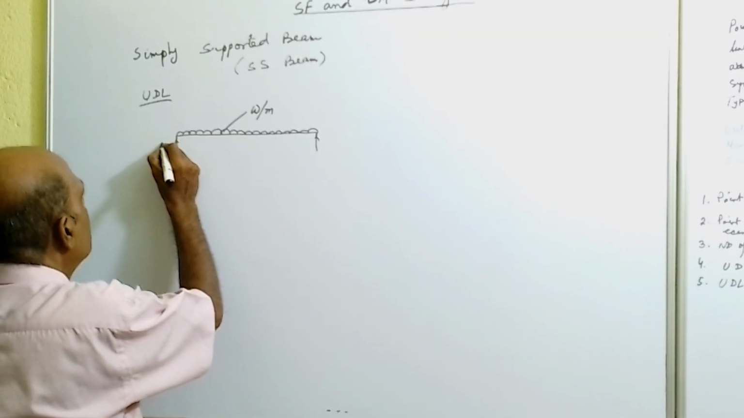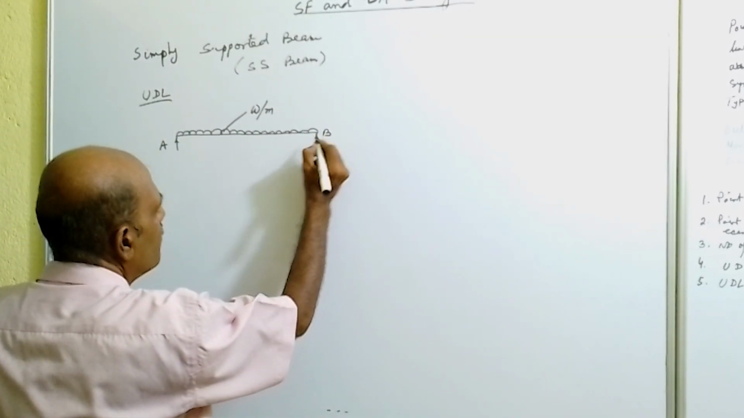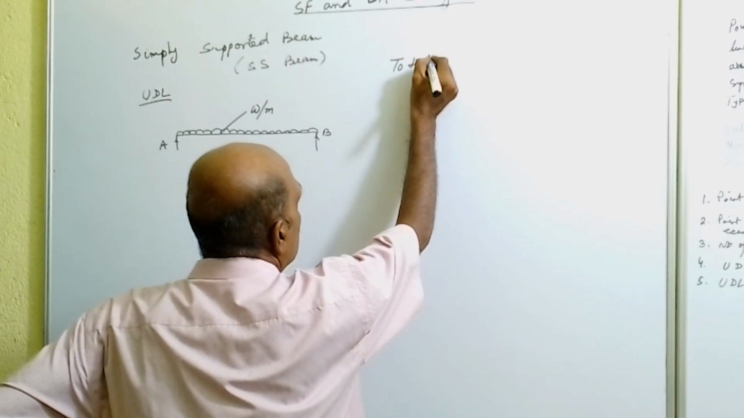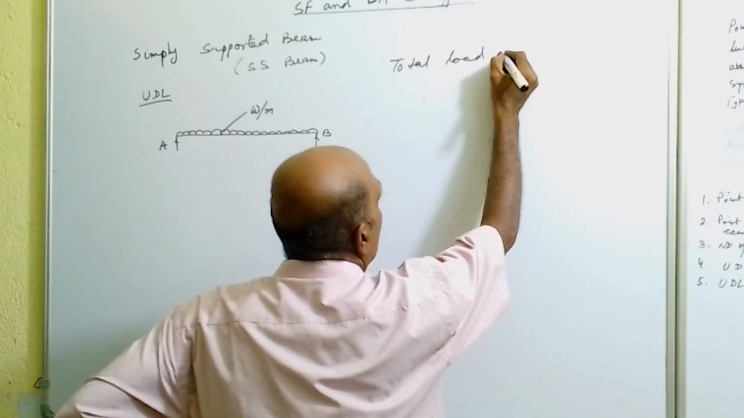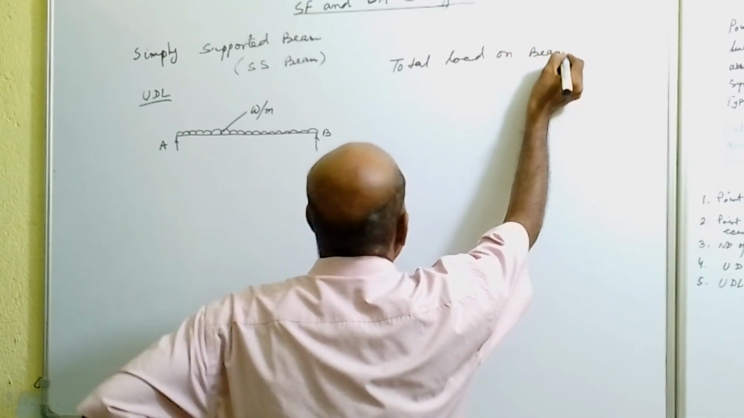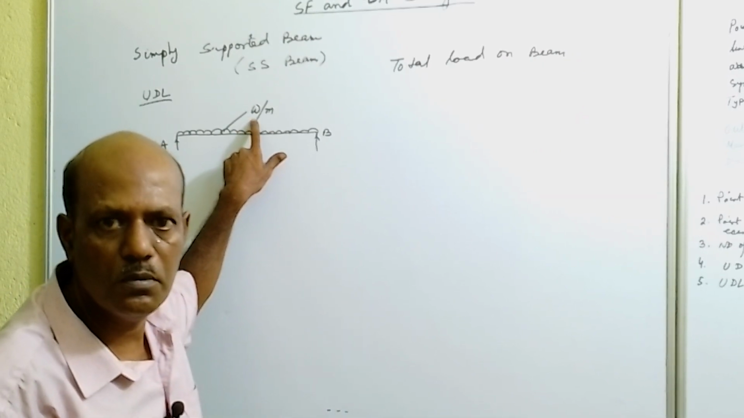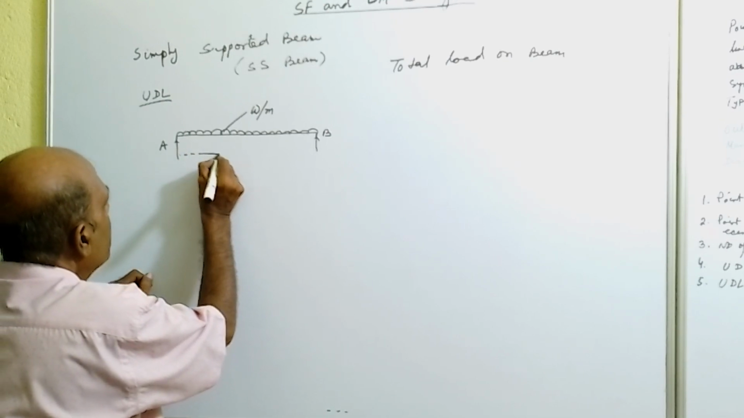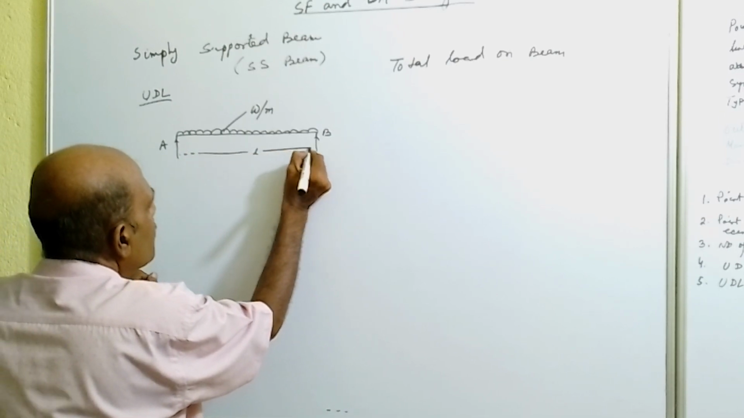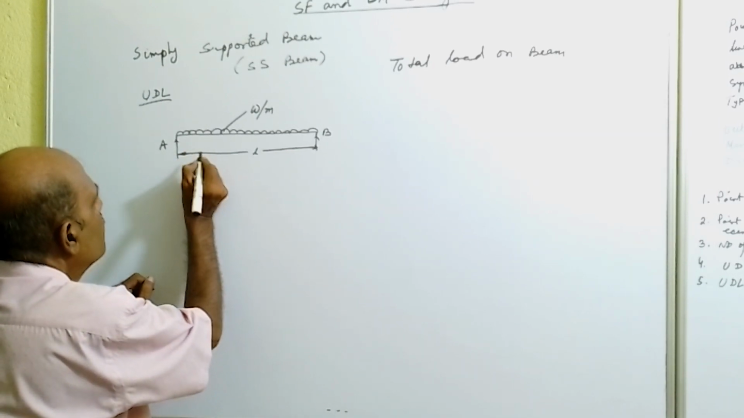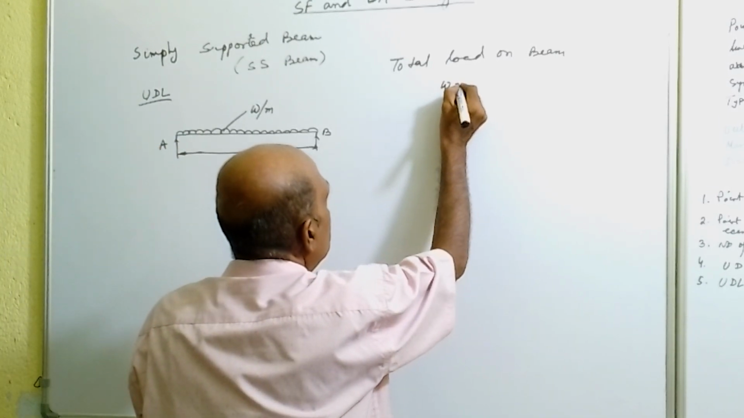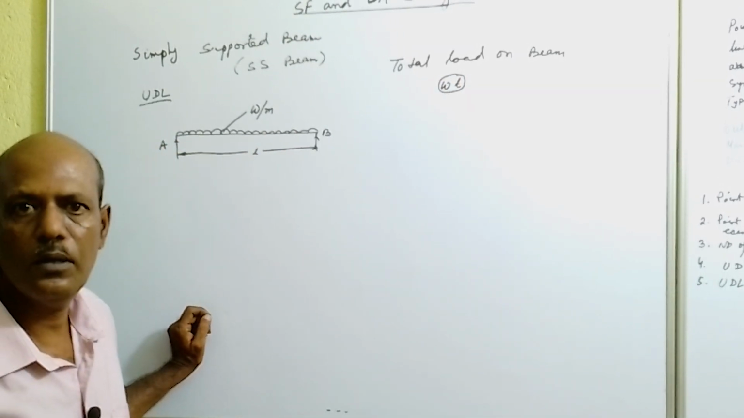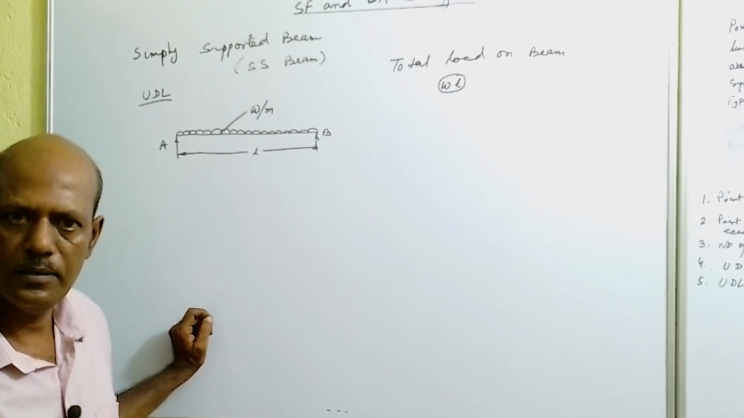Now let this point be A and this point be B. First we have to calculate the total load on the beam. Per unit it is W, say Newton. Let the length of the beam be L. So the total load on the beam is equal to W into L. This is also coming as a multi-choice question. Total load acting on the beam is equal to W into L.